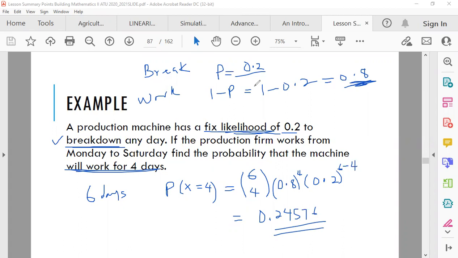But in the question, we're told that if the production firm works from Monday to Saturday, find the probability that the machine will work. So our success here, what we are interested in, is working, not breaking down. That is why your P here is now 0.8, because that's the probability of working. Then this one will be 1 minus P, which is the probability of breaking down, 0.2, right? Using the probability distribution, once you do the calculation from your calculator, 6 combination 4 times P raised to the power K times 1 minus P raised to the power N minus K, we should get 0.2476.